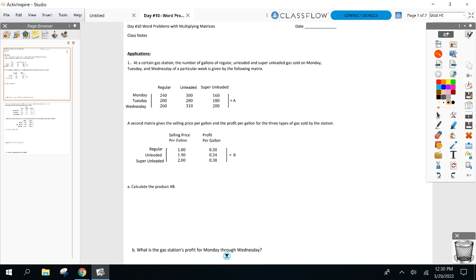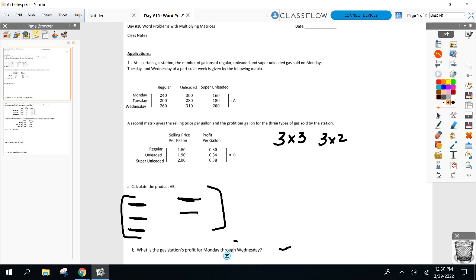First thing, matrix A, real quick. What's the size? That's a 3 by 3. And matrix B down here is a 3 by 2. So it's definitely doable. Your answer is going to be what size? 3 by 2 as well. So we'll set that one up. 3 rows, 2 columns. I'll help you get going, then I'll walk around and see you finish it.